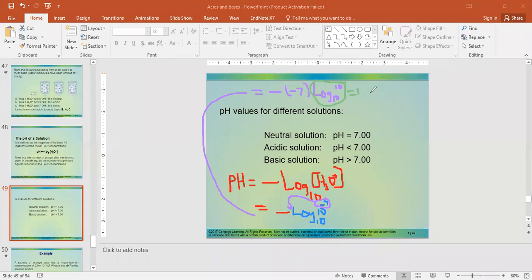And therefore, we now have negative into negative 7, multiplied by 1. And this is where we are getting 7 from. Can you see that? Yes.